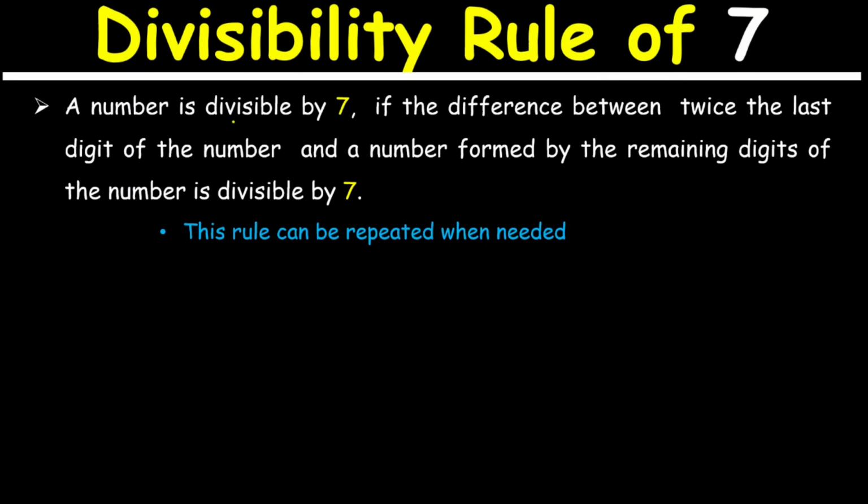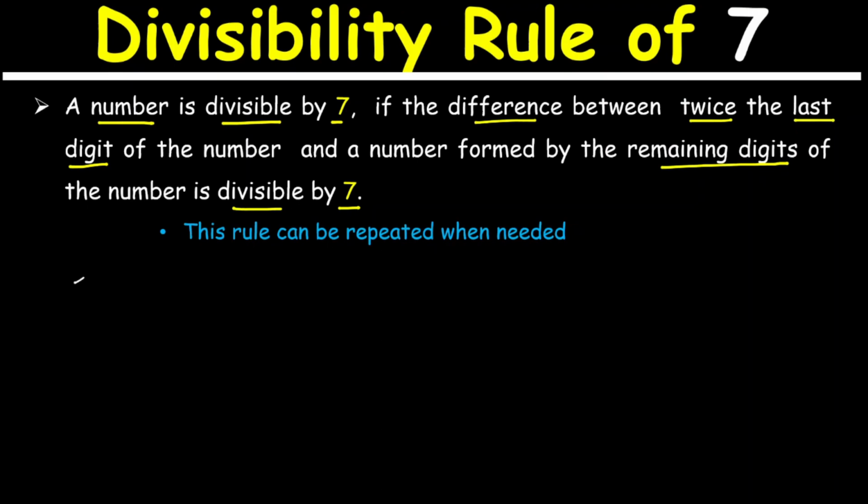A number is divisible by 7 if the difference between twice the last digit of the number and a number formed by the remaining digits of the number is divisible by 7. Let's see some examples to understand this rule.